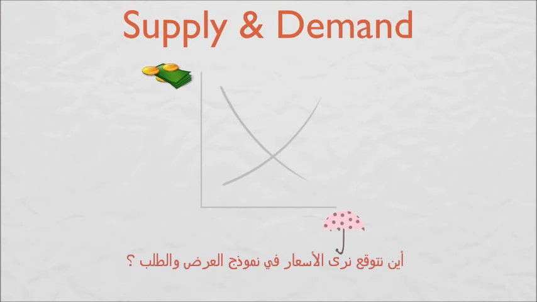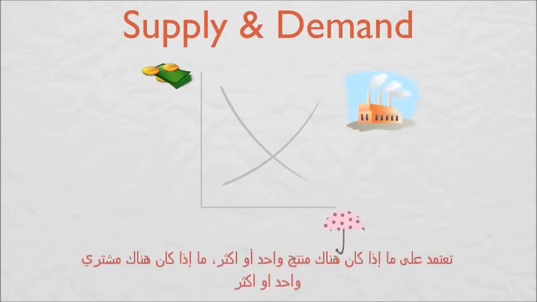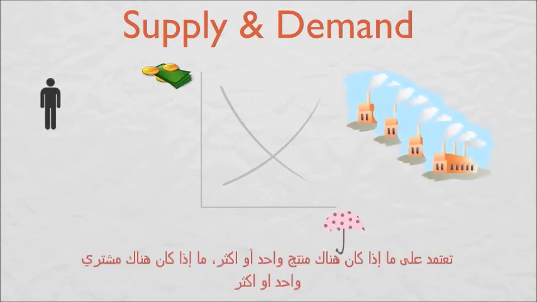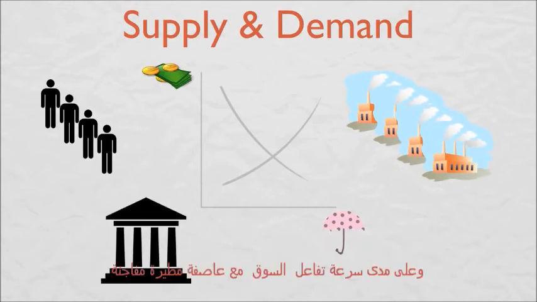Where would we expect to see prices in our supply and demand model? The answer depends on many things. It depends on whether there is one producer or many, on whether there is one buyer or many, on what the laws are, and on how quickly the market can react to a sudden rainstorm.